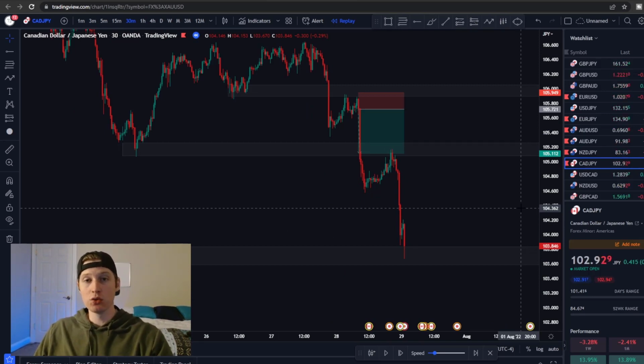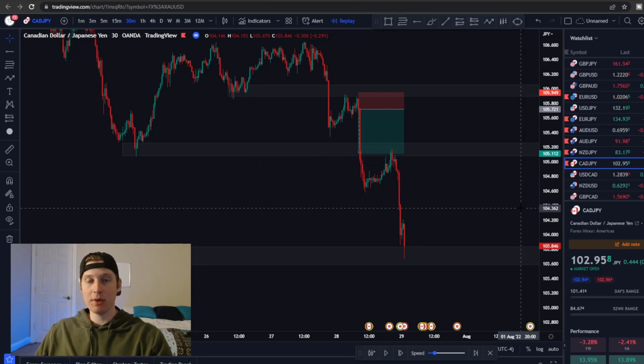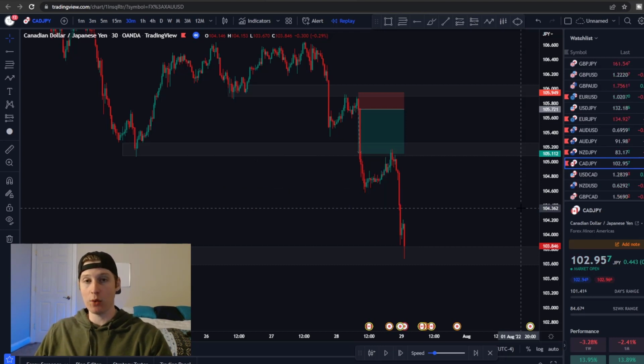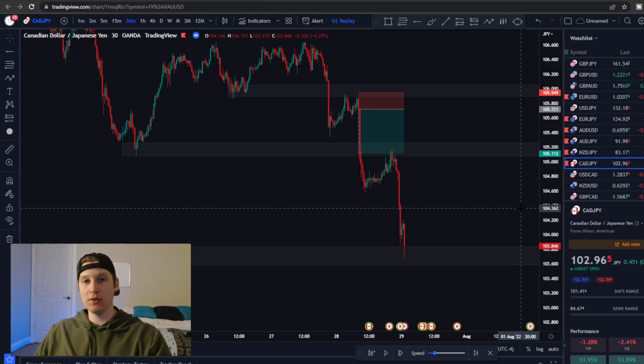The first is that you're looking for a trend in the market and you want to be trading with the trend. The next step is looking for breaks and retests of significant levels of support or resistance on the hourly time frame. And the third and final step is that once you get that retest, you're looking for candle confirmation patterns to signal your entry. If all 3 steps of this setup are valid, you get a valid entry confirmation, you have a very high probability of winning the trade and a very high risk to reward.